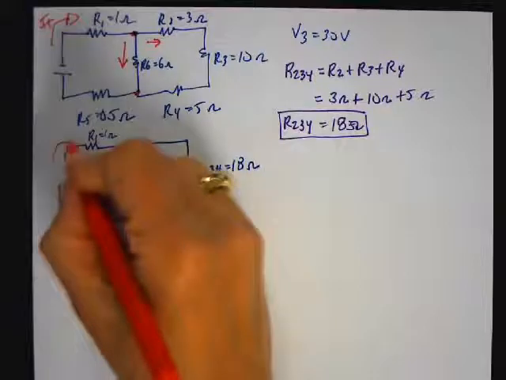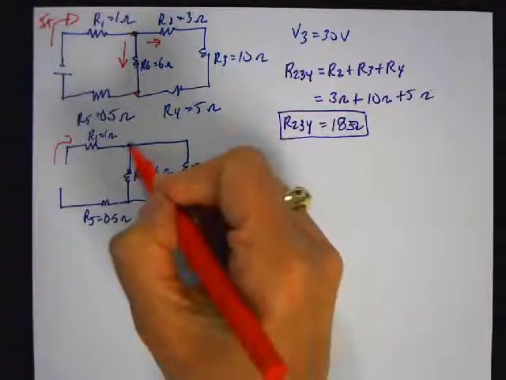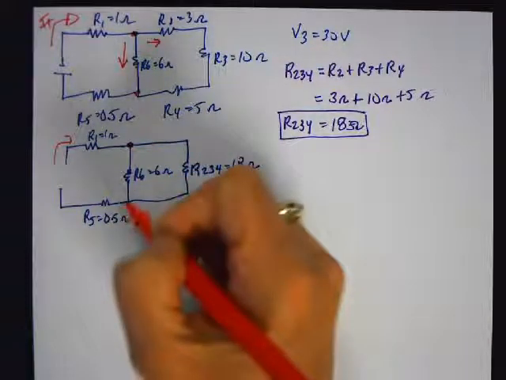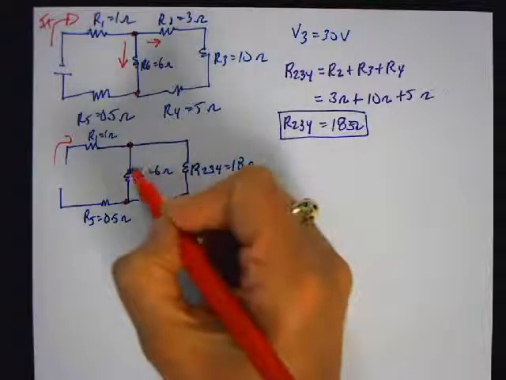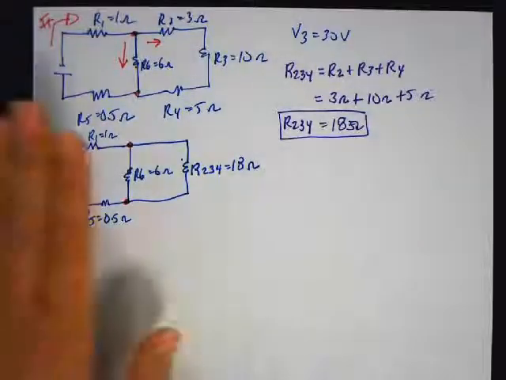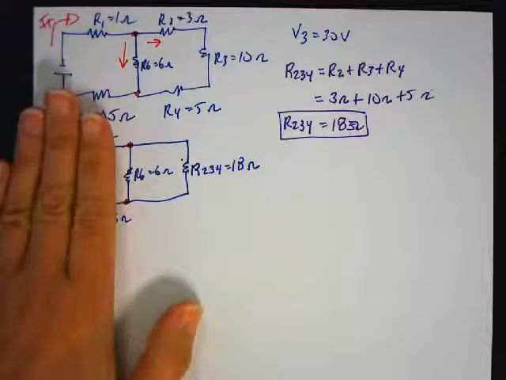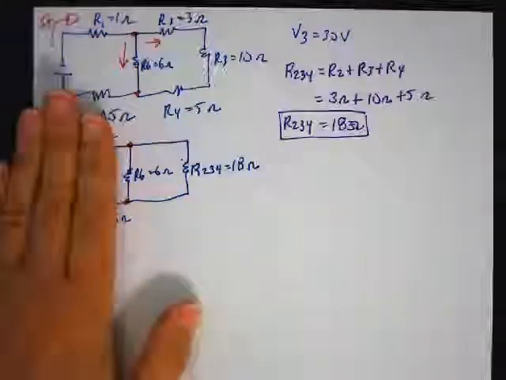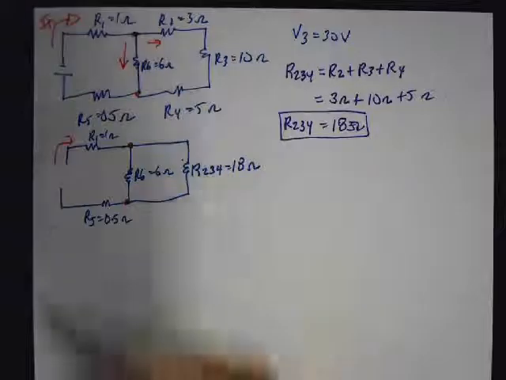So I have my total current coming out of the battery. It goes through here. At this point, it splits, and then it comes back together here. So this resistor and this resistor are in parallel. And if you're not sure, if I cover it up, doesn't that look like two resistors in parallel? So what I'm going to do is I'm going to redraw it.